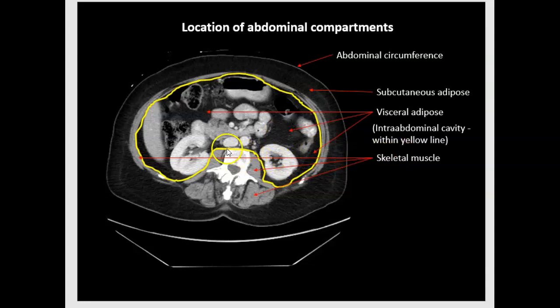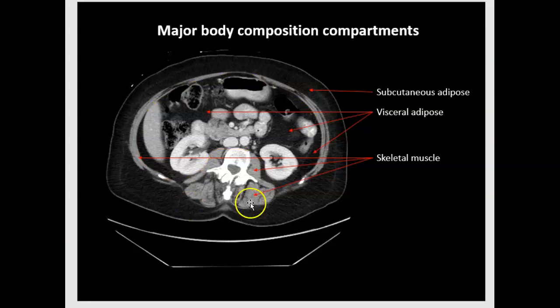And then the skeletal muscle is between the subcutaneous adipose tissue and the intra-abdominal wall. And it's this lighter gray color, and I'm going to try to highlight it all the way around. But we're going to take a closer look at that in the next slide. So these are, again, common landmarks that you can identify very easily: the abdominal circumference, subcutaneous adipose tissue, the visceral adipose tissue within the intra-abdominal cavity.